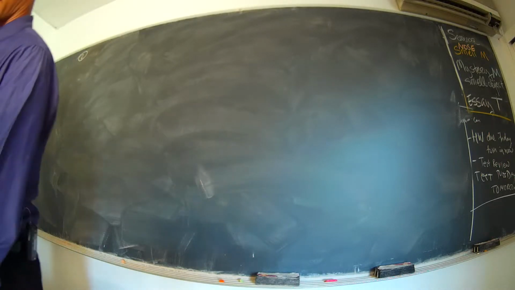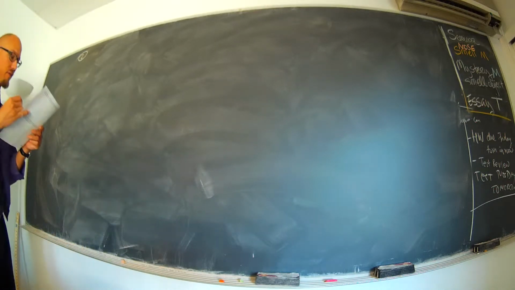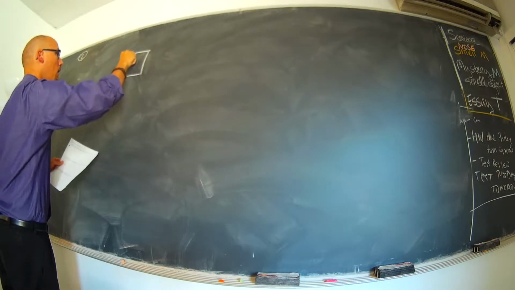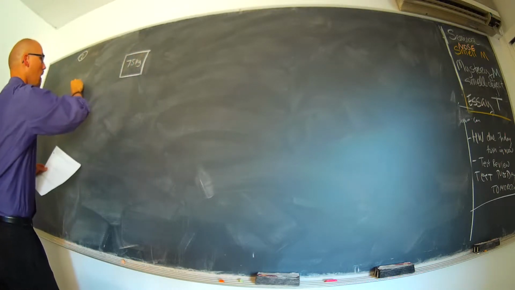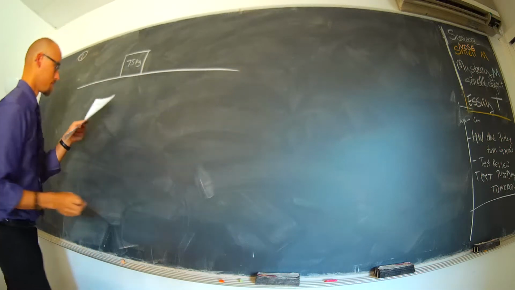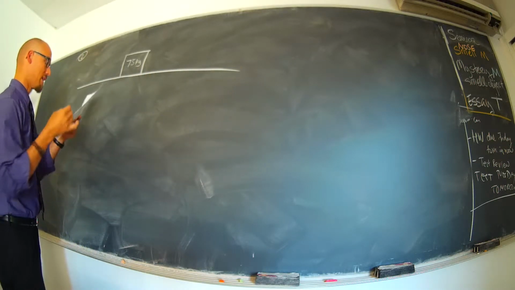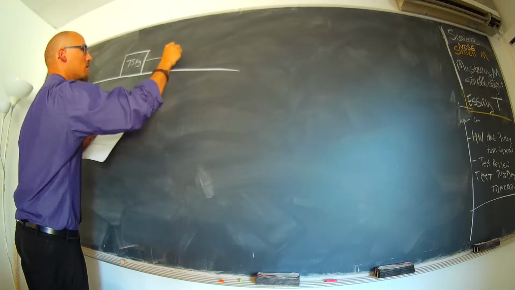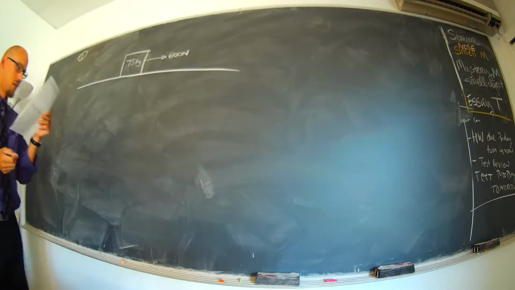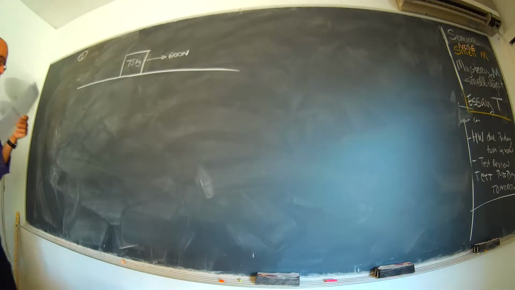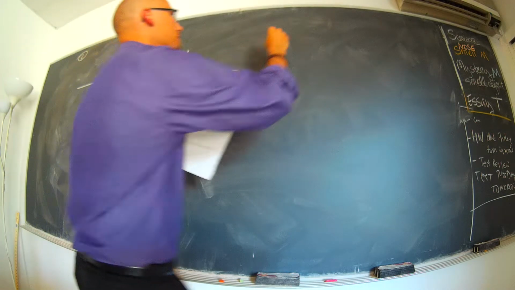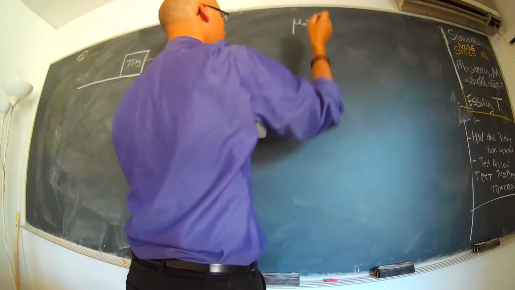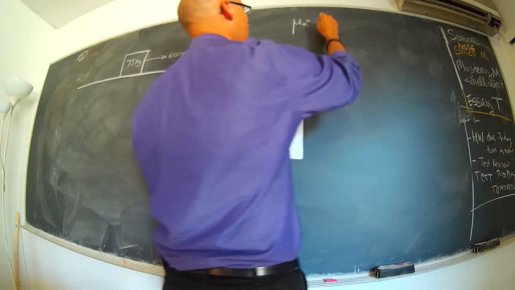A 75 kilogram box is slid along the floor by a 600 Newton force. So this force is 600 newtons. The coefficient of friction between the box and the floor. What's the coefficient? It's mu, right? Yes, and it's kinetic friction because that thing is sliding. So mu sub k is equal to 0.5.